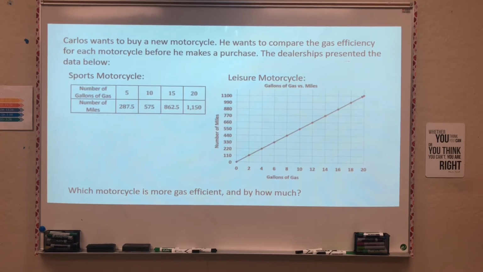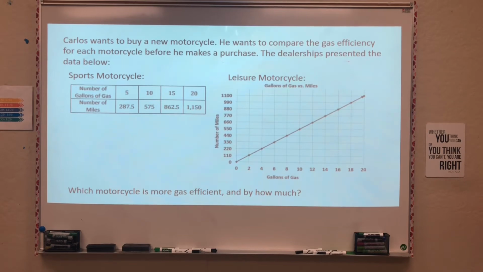287.5. Is that a lot of money? Oh wait, that second number isn't money. What is the 287.5? Miles. So if he puts in 5 gallons of gas, finish that sentence. It'll take him 287.5 miles. Again, 10 gallons of gas is how much he needs to go 575 miles. 15 gallons of gas, he can go 862.5 miles, and so on. So that's option number one, he's possibly going to get the sports motorcycle.